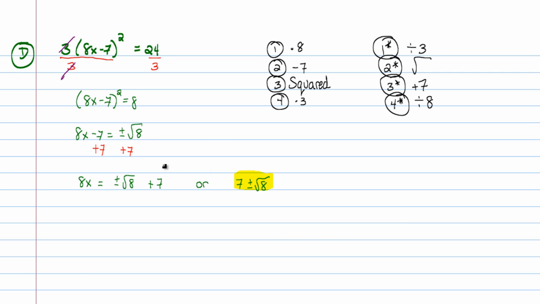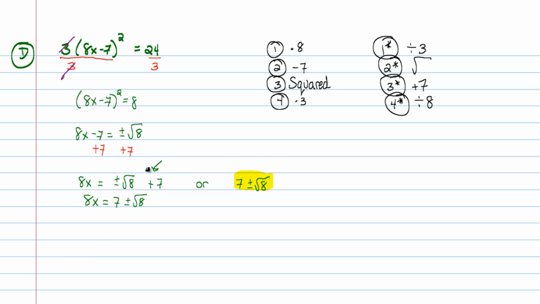But this first form, you run the risk of confusing somebody. I've seen a lot of students that love to carry that radical symbol too far. And so I have no idea if they're taking the square root of 8 plus 7 or if they're taking the square root of 8 and then adding 7 to it. So by listing the 7 first, you avoid that technical difficulty. So I'm just going to go ahead and do that. That's 8x is equal to 7 plus or minus the square root of 8.